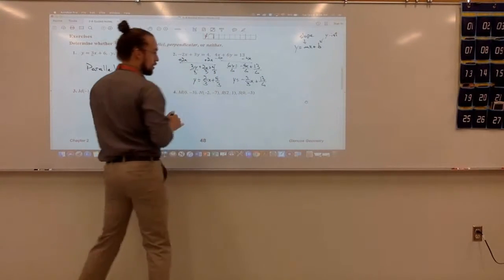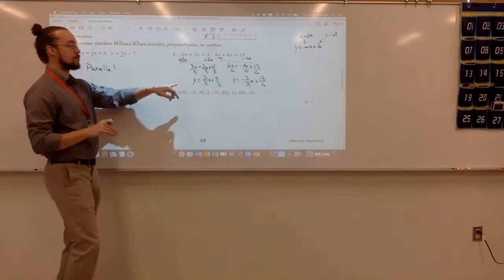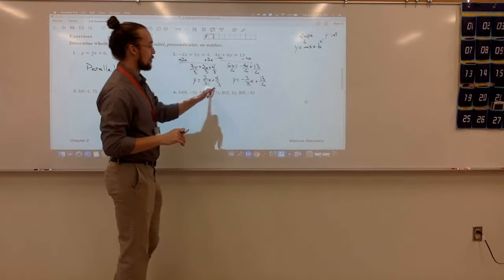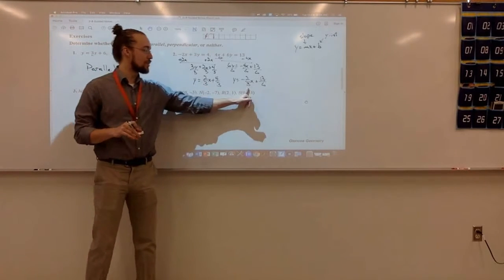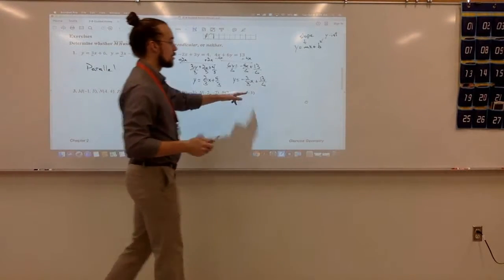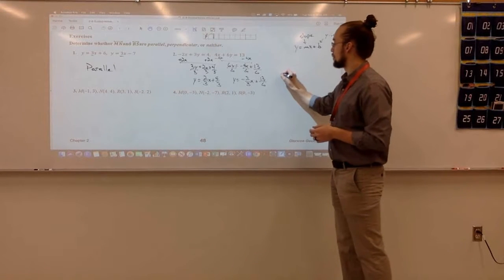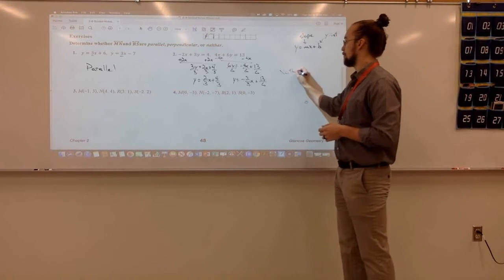So for number two, I think we should get slopes of 2/3 and negative 2/3. So that would be neither, right? They're not the same. They are opposite, but not reciprocals. So these would be neither parallel nor perpendicular.